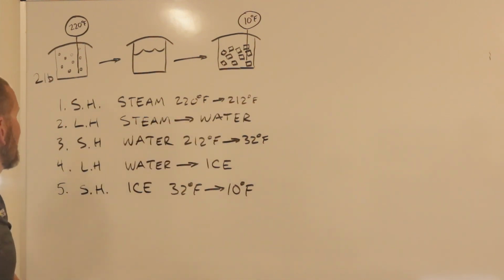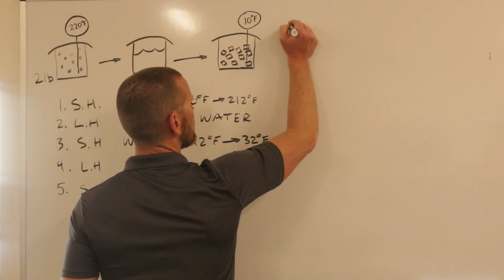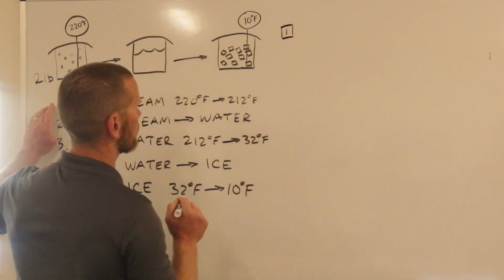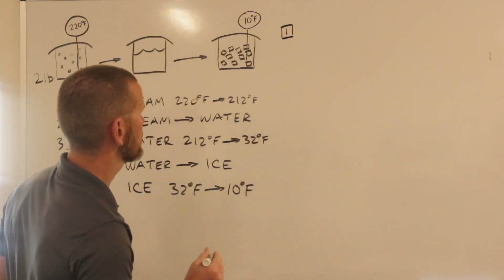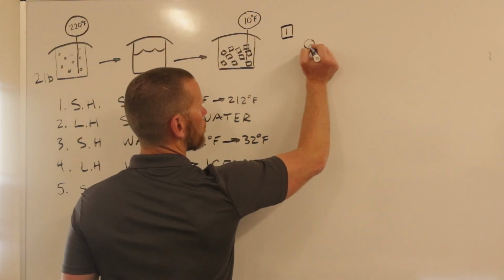So let's go one at a time. We'll do component 1 first. Okay, so I'll just put a 1 here so we know we're dealing with the first component. Okay, since we know we're dealing with a change in temperature, we will apply our sensible heat equation.